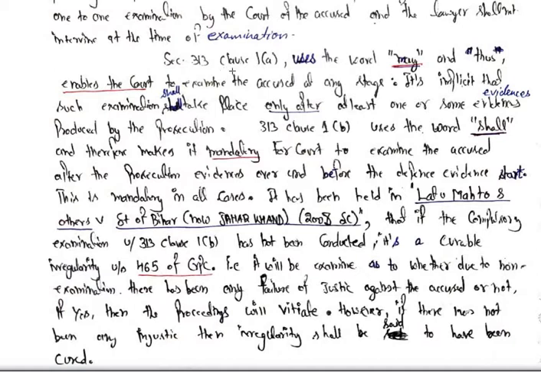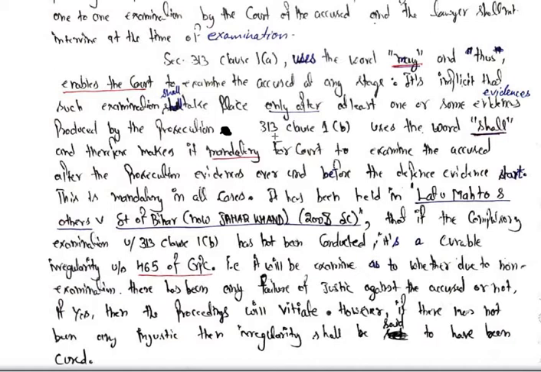Section 313, clause 1A uses the word "may", and thus enables the court to examine the accused at any stage. It is implicit that such examination shall take place only after at least some evidence has been produced by the prosecution. I told you in the previous lecture that the purpose of the examination is to seek an explanation regarding the evidence, और जब तक evidences नहीं आएंगे तब तक examination तो होगा नहीं.